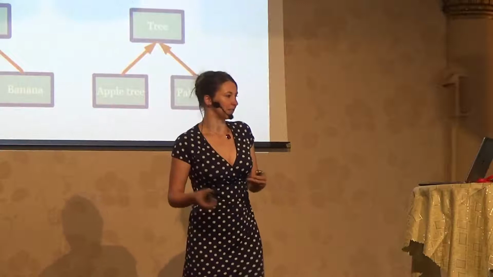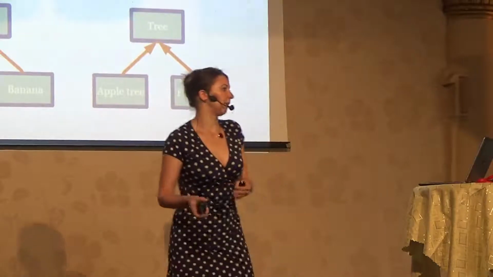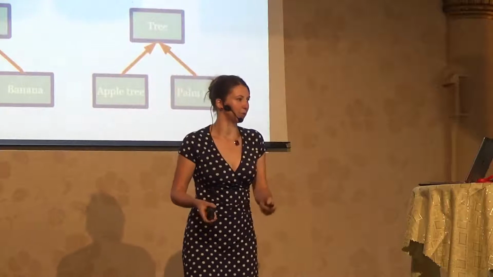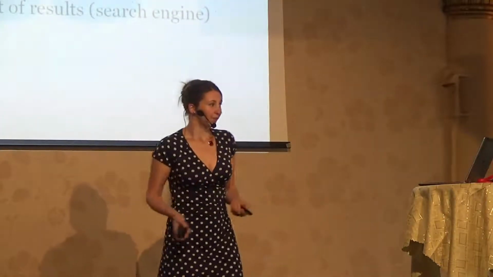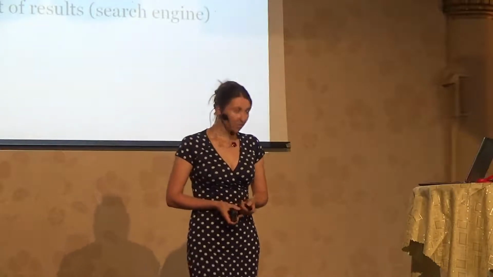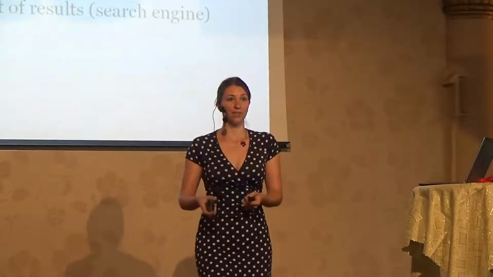In a taxonomy, you would organize it in the following way. You would have a branch with fruit. Apples and bananas are kinds of fruit. And you would have a branch with trees, where you have apple trees and palm trees, which are kinds of trees. What is it useful for? To refine the results of searching or browsing.